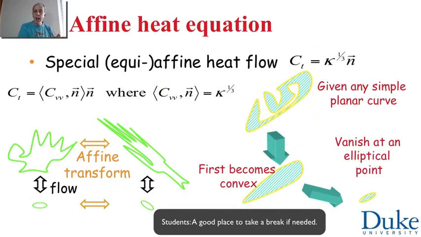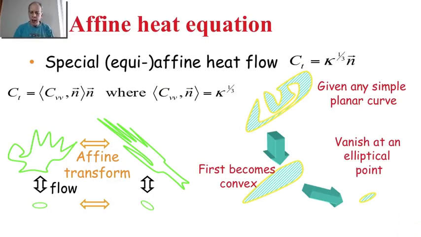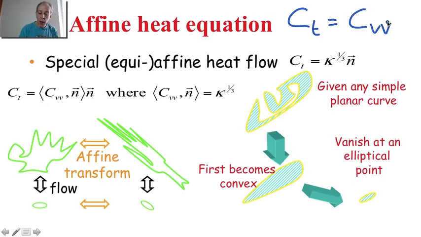Now, that was the Euclidean case. What about the affine case? The affine case turns out to be this function. This is the Euclidean curvature. Where do we get it from? We're going to do, let me just write it here for a second. We're going to do the same as we did before, but now according to the affine arc length.